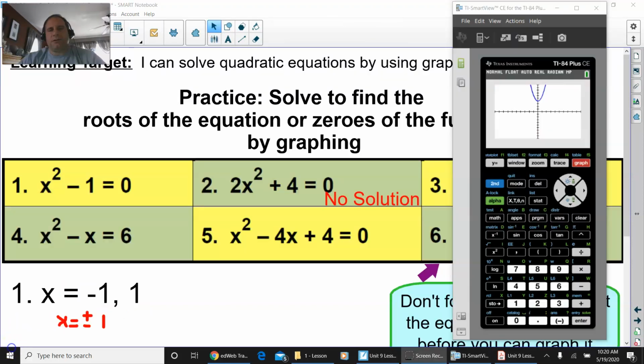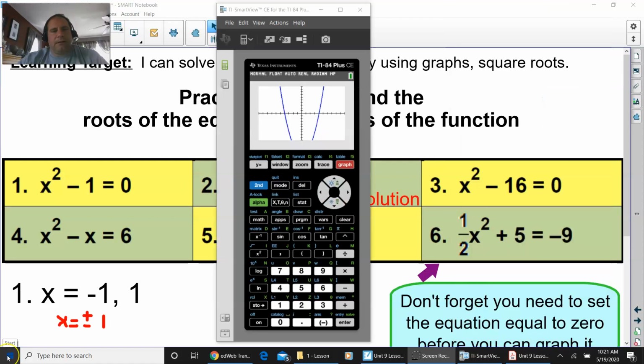Pause. Just taking a look at number 2, that's what you should have, and it is no solution. It does not cross the x-axis. Please do number 3. Press pause now. So number 3 looks like this, and you should be able to tell that 1, 2, 3, 4, that x equals -4. And x equals +4. All right, and that's basically it right there.